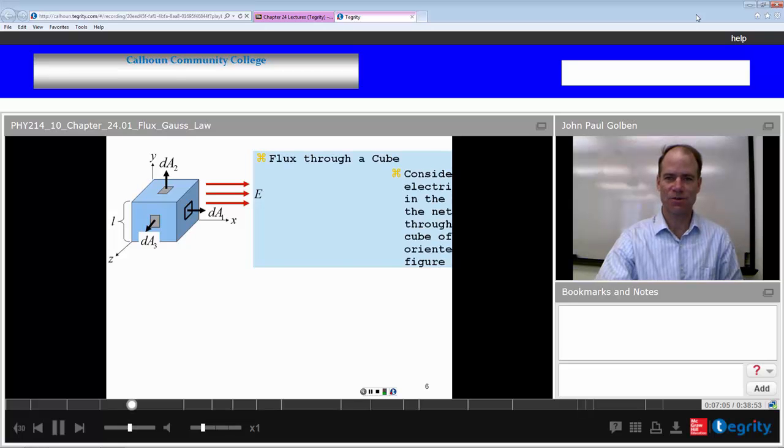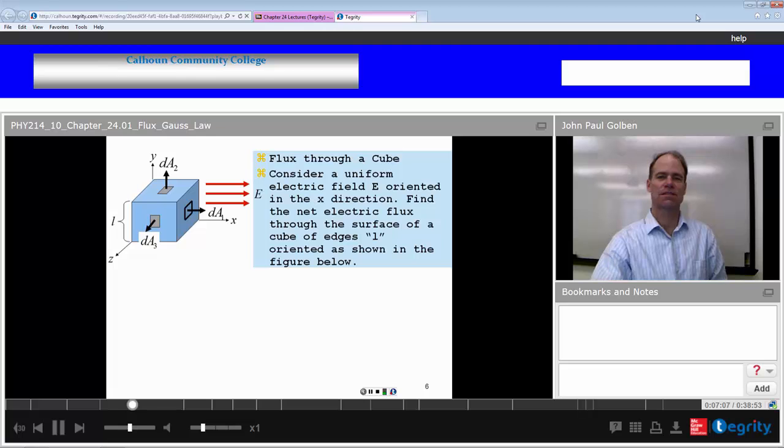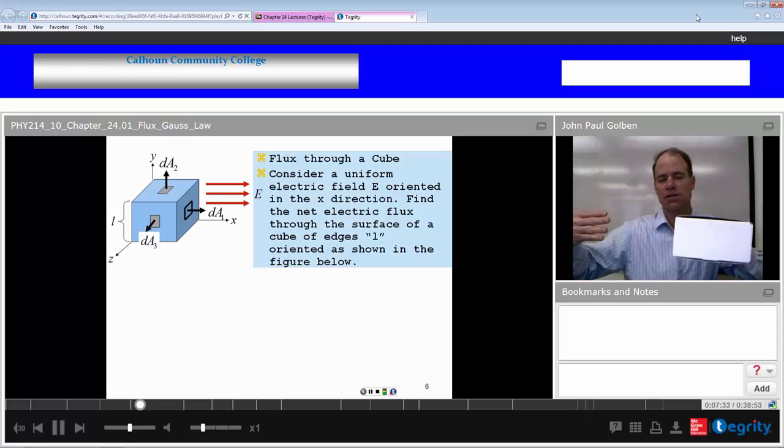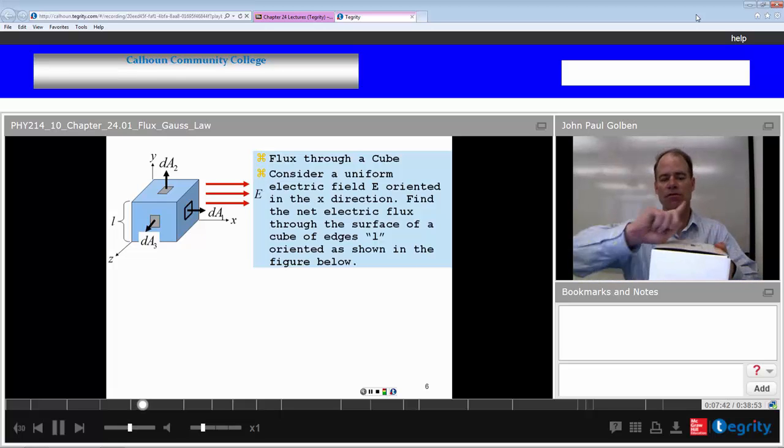Let's try this out with an example. Let's find the flux through a cube. Consider a uniform electric field, E, oriented in the x direction. Find the net electric flux through the surfaces of a cube of edge length L, oriented as shown in this figure. So in this case, we have an electric field moving in the positive x direction, and it's going to encounter a cube. It's going to encounter this cube going in the positive x direction, and the flux is going to enter this side, come out this side, and we have an area vector everywhere normal outward from this cube.